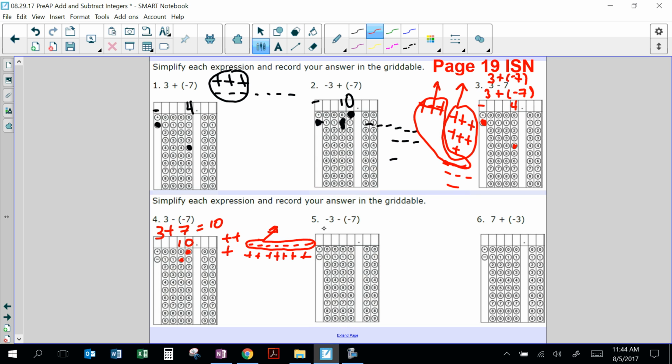Number 5, negative 3, take away negative 7. Using add the opposite, start with negative 3, add, what's the opposite of negative 7? 7. Negative 3 plus 7, I have more positive by 4, so it is 4.